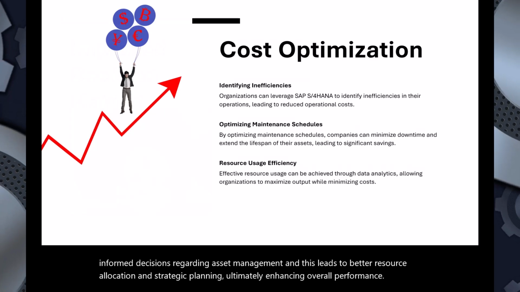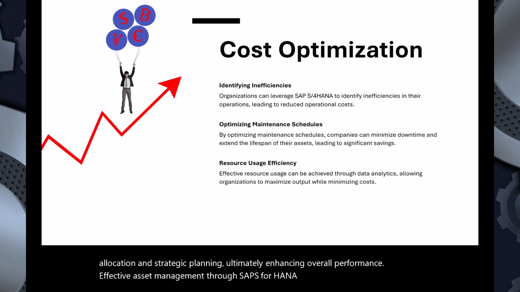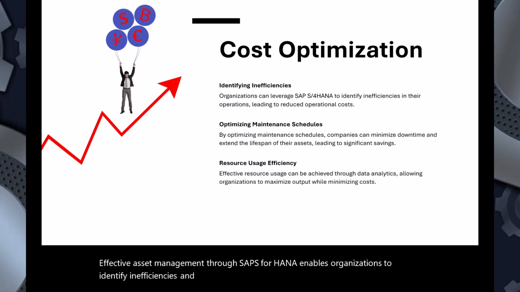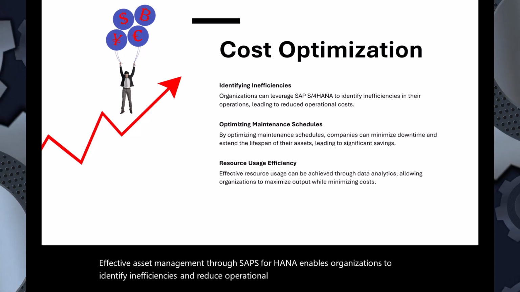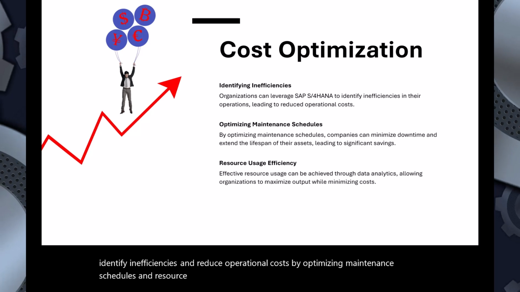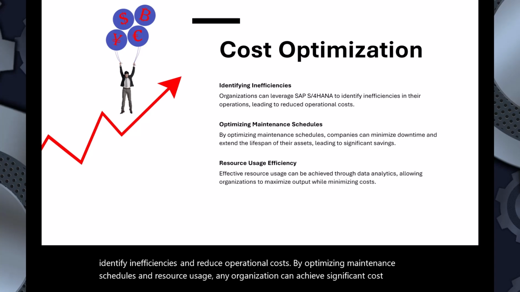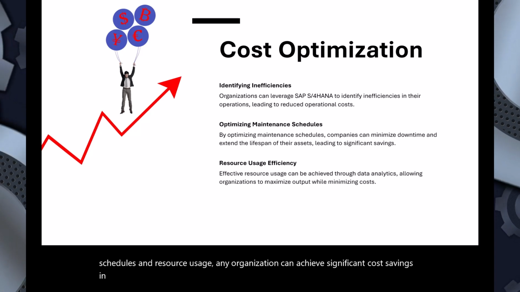Effective asset management through SAP S/4HANA enables organizations to identify inefficiencies and reduce operational costs. By optimizing maintenance schedules and resource usage, any organization can achieve significant cost savings in its maintenance budget.